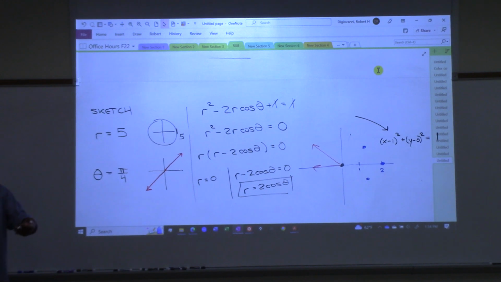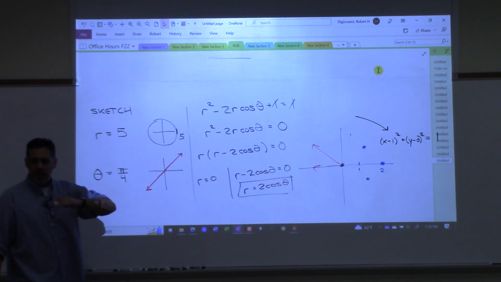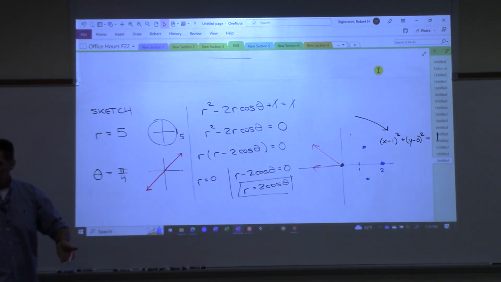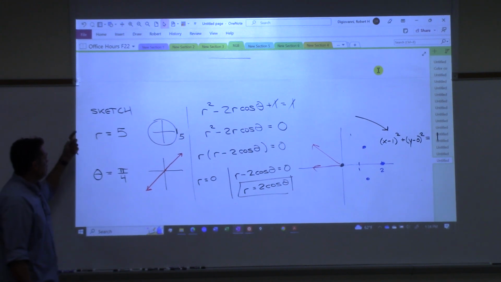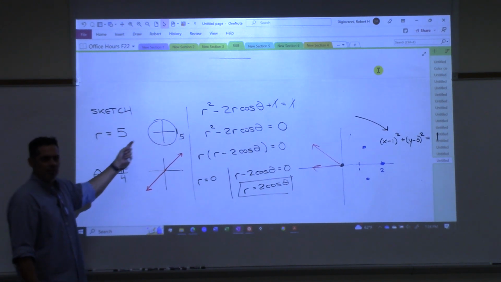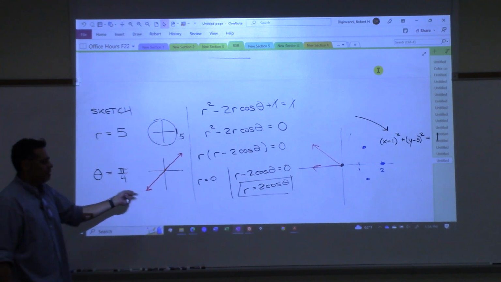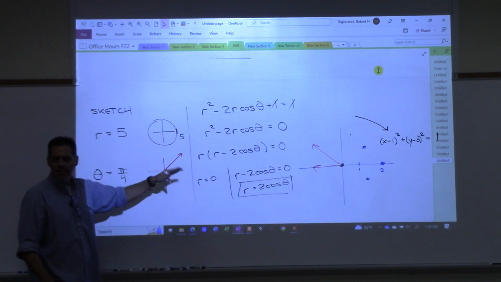Like in Cartesian, when we say x is a constant, you get a straight line, right? You say y is a constant, you get a straight line. In polar, you do r as a constant, you get a circle. You do theta as a constant, you get a line, right? Change your angle, it's just going to rotate this line.